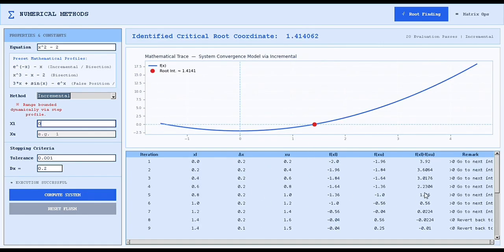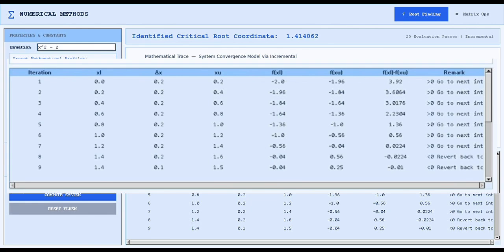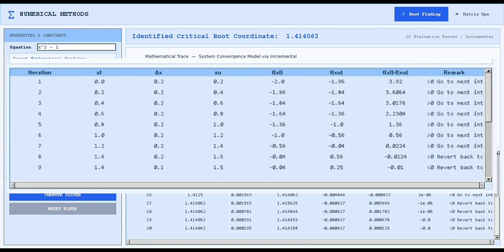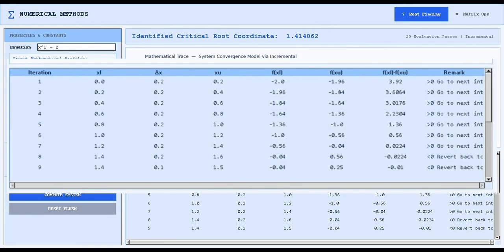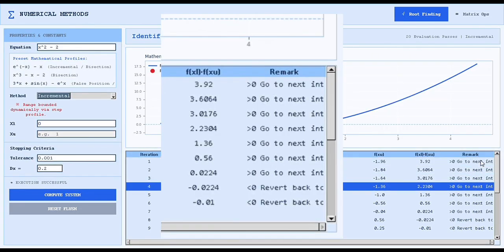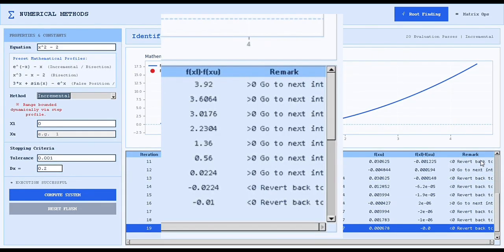Looking at the iteration table, the columns are the iteration number, XL, which is the current starting point, delta X, which is the step size, XU, which is the next point, FXL, and FXU, which are the function values at those points, their product, FXL multiplied by FXU, and the remark column. The remarks tell us exactly what the method decided each iteration.